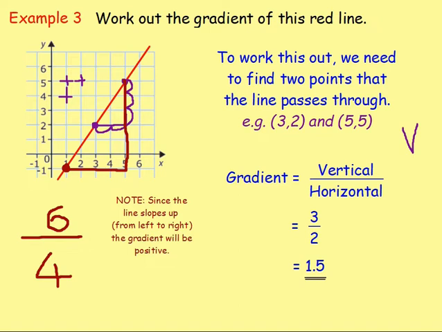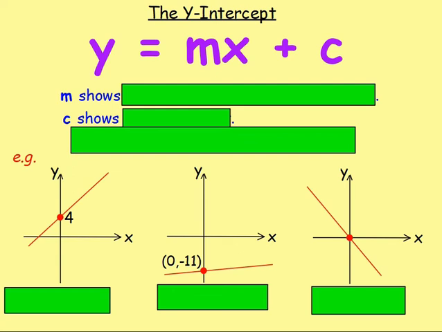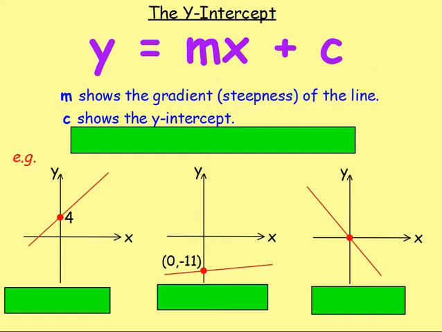And we also learned a bit about, what's the other bit? The y-intercept. Perfect. Which part shows you the y-intercept? Is it the number that's going to be in front of x, or is it the number that's on its own? On its own! Brilliant. C shows you the y-intercept. What does m show you though? Gradient! Perfect. It's the gradient or the steepness of the line.